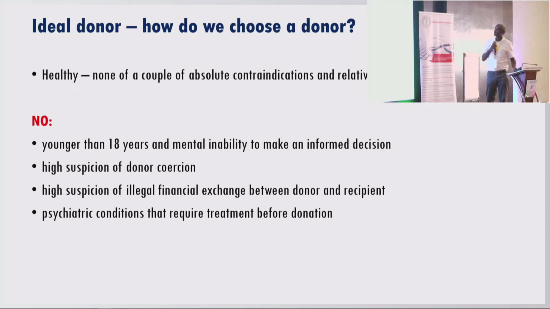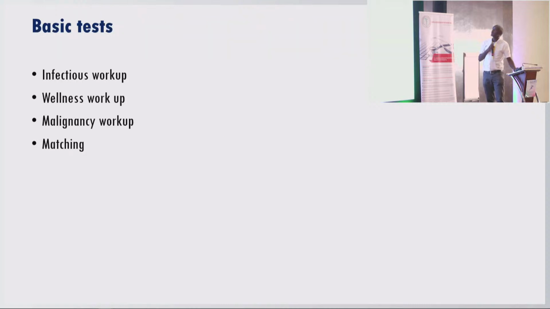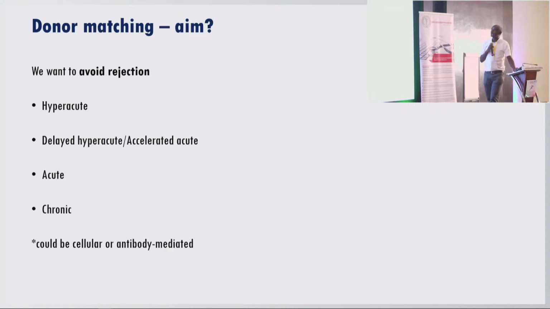Okay, so the ideal donor should be healthy. They should not be younger than 18 because of legal purposes, should not be coerced, and there should be no illegal financial exchange and no psychiatric conditions. So we normally do some basic tests. We do an infectious workup, a wellness workup, and a malignancy workup, and then we do a matching. Really the aim is to avoid rejection, which can be in various forms as above.